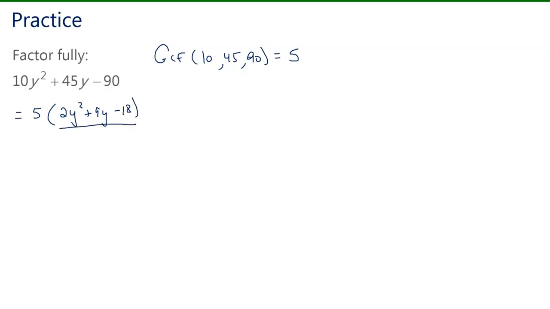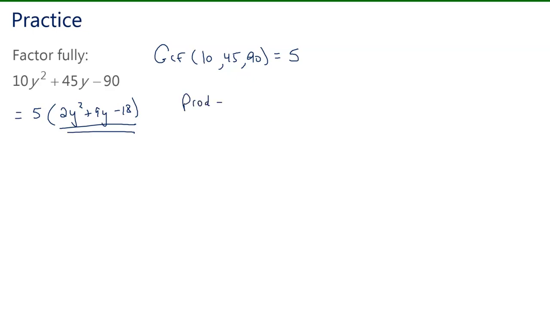Here's some practice. You may wish to hit the pause button here and try this one all on your own. Factor fully 10y squared plus 45y subtract 90. The greatest common factor of 10, 45, and 90 is 5. There's no need to consider a negative here because 10y squared has a leading coefficient of 10. That's positive. So we're going to factor a 5 outside, leaving us with a trinomial 2y squared plus 9y subtract 18.